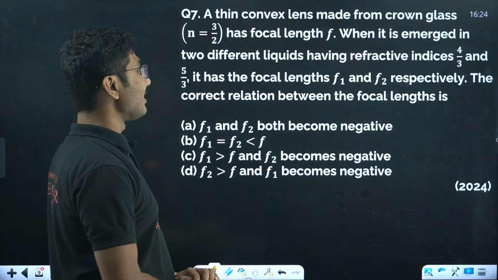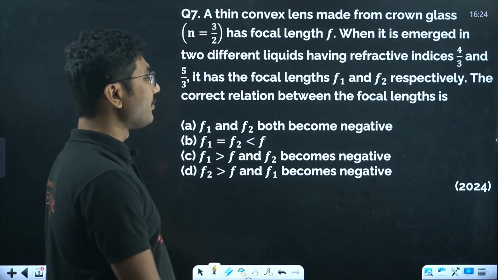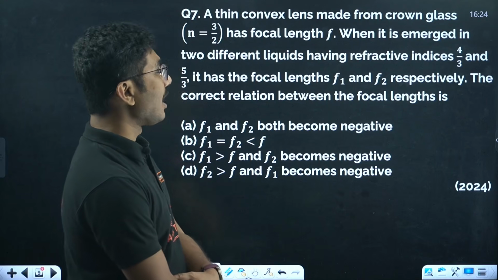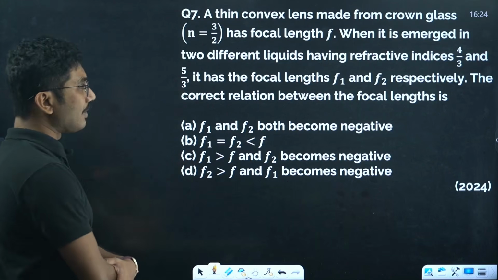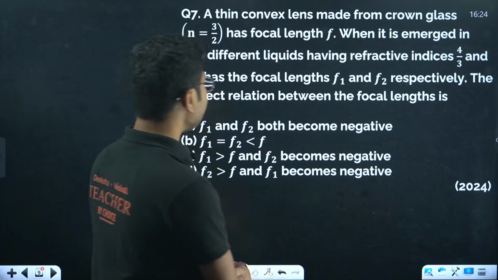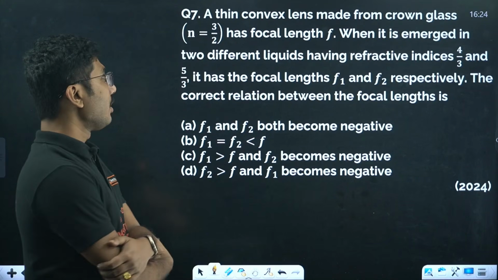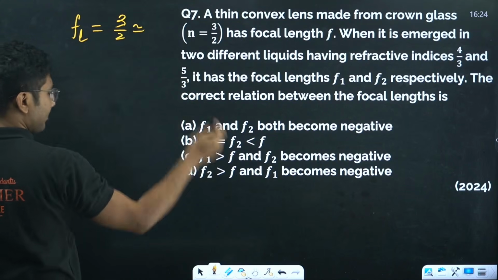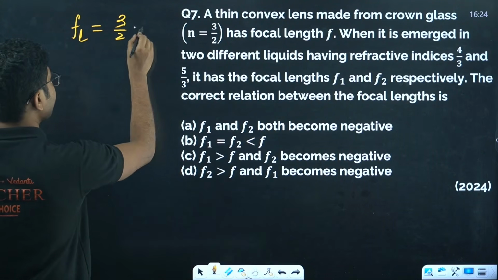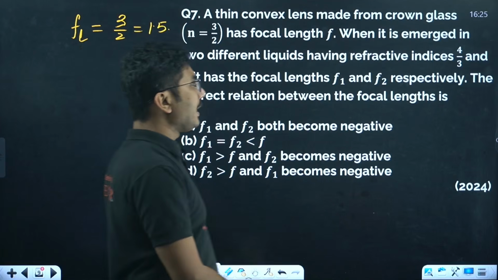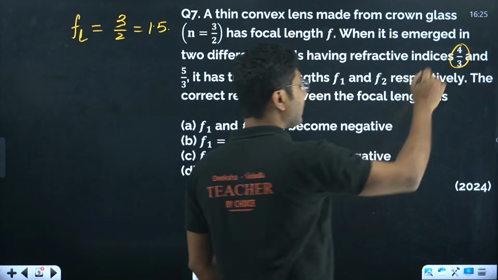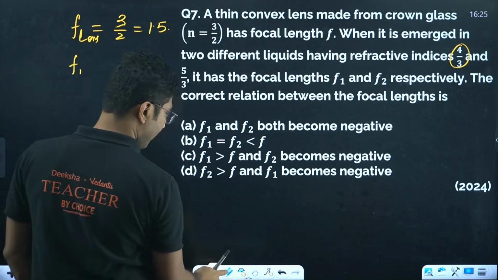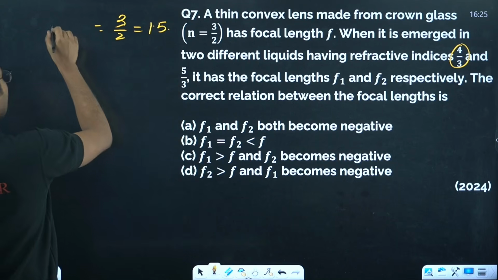Next, a thin convex lens made of crown glass, n equals 3 by 2, has focal length f. When it is immersed in two different liquids having refractive indices 4 by 3 and 5 by 3, it has the focal lengths f1 and f2 respectively. The correct relationship between focal lengths is... Now here the refractive index of the lens is given by 3 by 2, which is 1.5.